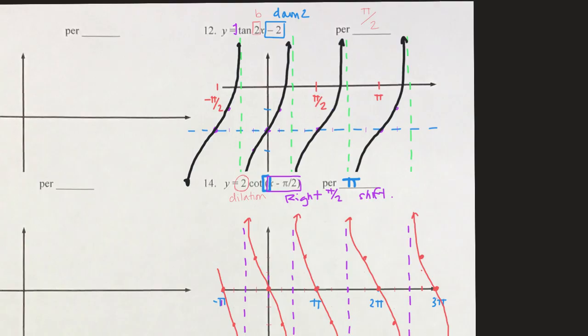Okay, because eventually we're going to be writing equations, and we can write a tangent graph if it grows from left to right, and we'll write a cotangent graph if it decreases from left to right. Okay, so those are little things about tan and cotan, and a couple things about secant and cosecant.